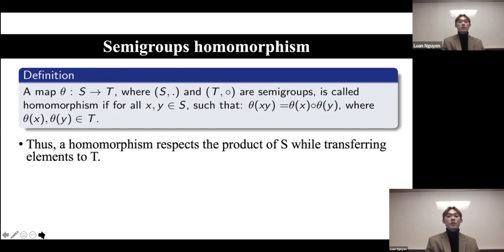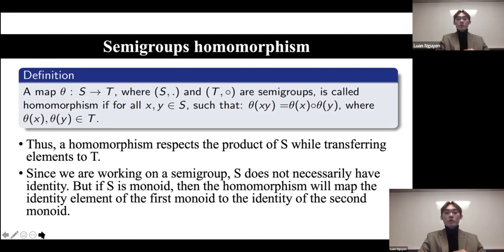Thus, a homomorphism respects the product of the sigma group S while transferring elements to T. Since we are working with sigma groups in general, S does not necessarily have an identity, by the definition of a sigma group. But if S is a monoid, which has the identity 1, then the homomorphism will map the identity element of the first monoid to the identity element of the second monoid.